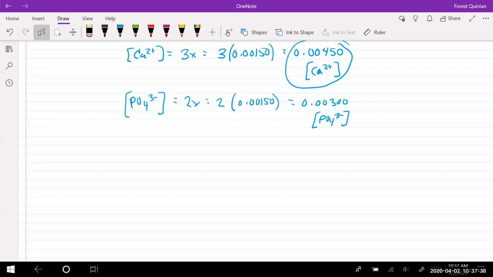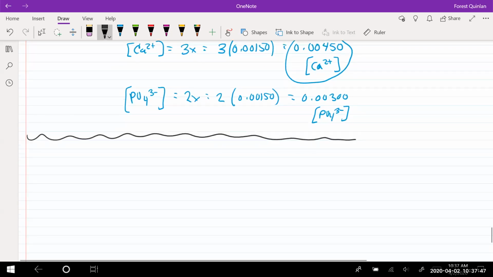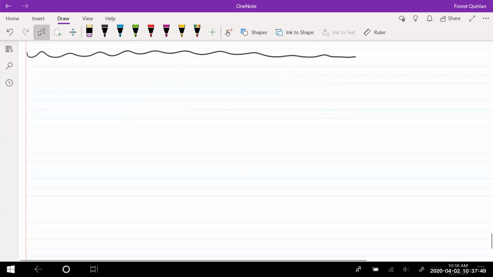All right. So let's talk about the common ion effect. Now, this is something we actually saw in our Le Chatelier lab.